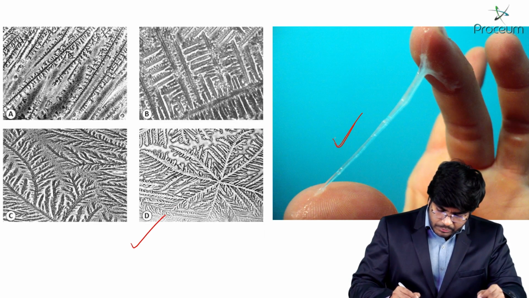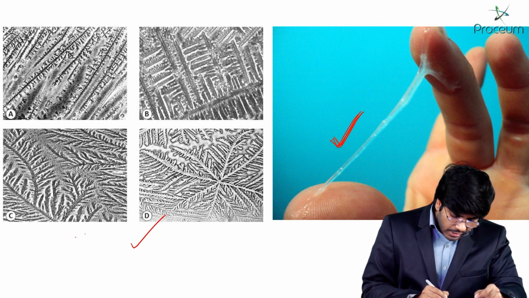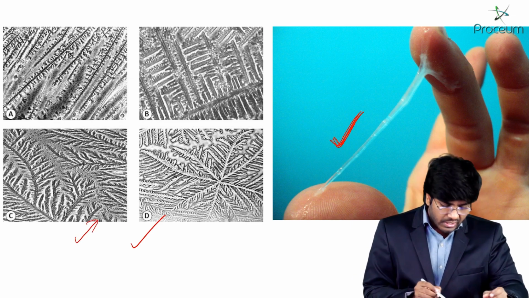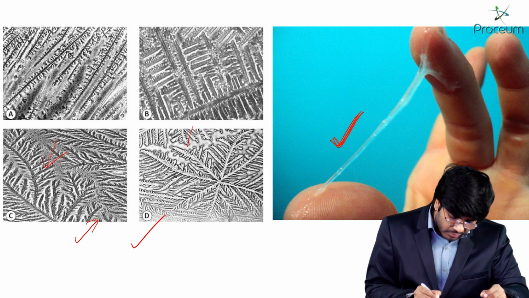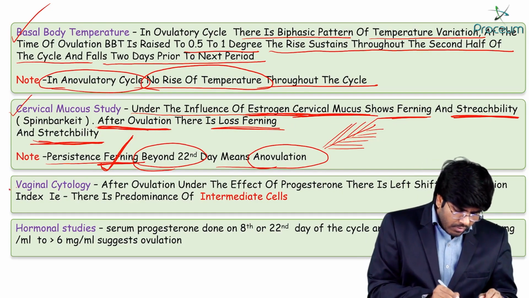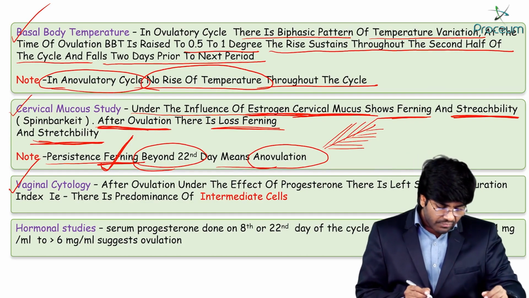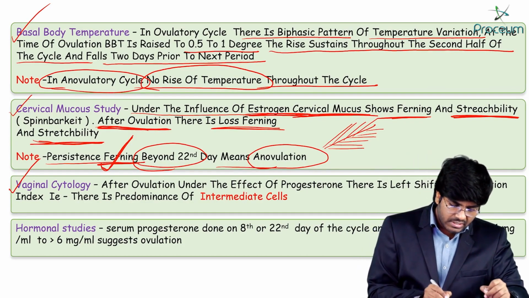See, this is the cervical mucus stretchability, also known as the spinnbarkeit sign, and you can see under the microscope that the cervical mucus shows a fern kind of pattern, just like a plant pattern. Now, what are the other ways we can know whether the female has ovulated or not? It's the vaginal cytology. Guys, please concentrate.